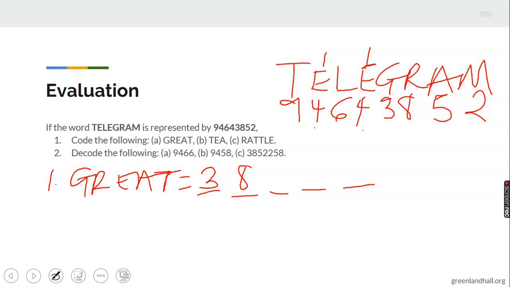Number 1 has 3 questions. A, B, and C. Then number 2 has 3 questions. This one you decode. They have given you numbers. What does the numbers mean? So you decode them. Send the answers to my mail.